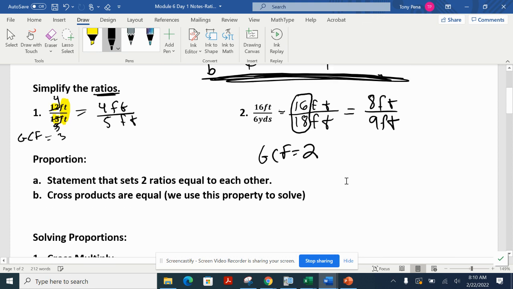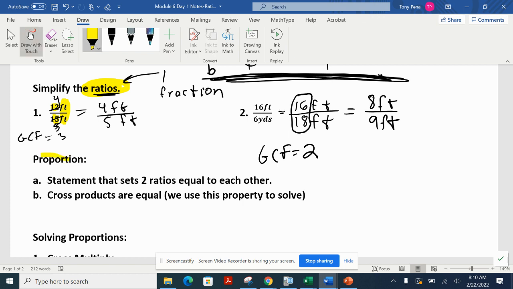Then we get to the idea of a proportion. So don't get these mixed up. A ratio basically is one fraction. It's a comparison of just 2 sets of numbers through a fraction. When we then jump to what we call a proportion is 2 fractions, 2 ratios, all right, that are equal to each other.